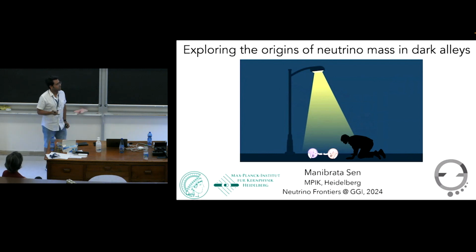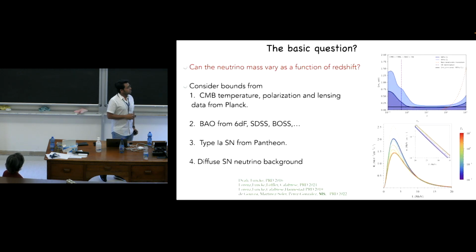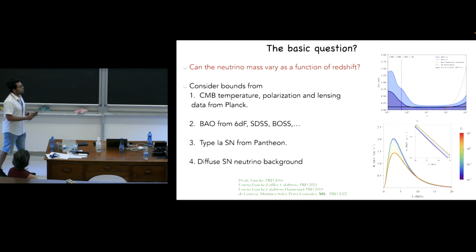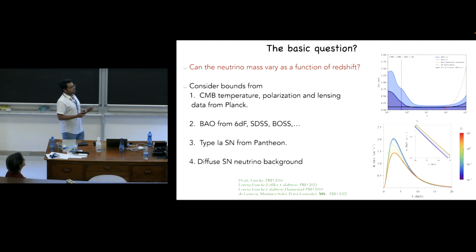And going in line with the previous talk, we would like to continue our explorations of the origin of neutrino mass in some dark alleys. So again, it's just a continuation of the theme of the first talk of today from Alexei. The basic question that we want to understand is whether the nature of neutrino mass can be dynamical. Put in very layman's terms, can the neutrino mass vary as a function of redshift?